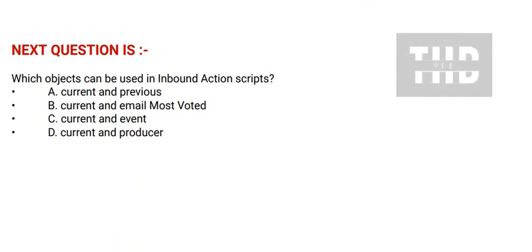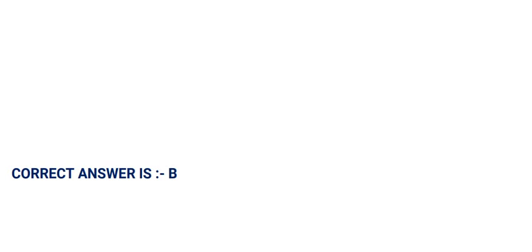Next question is, which objects can be used in inbound action scripts? Option A. Current and previous. Option B. Current and email. Most voted. Option C. Current and event. And option D. Current and producer. And the correct answer is option B.